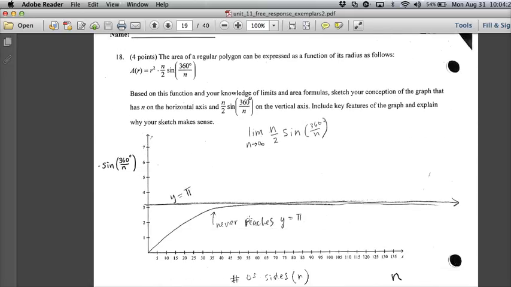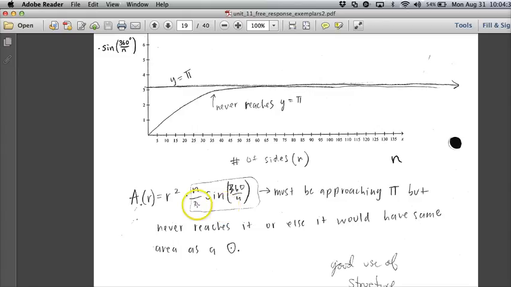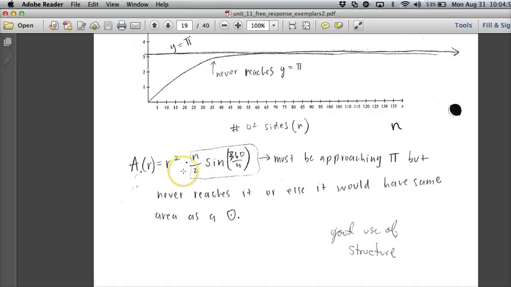Okay, this next student, same thing, says the area is r squared, and then you can see they put the box around the part that's going to approach pi. So this must be approaching pi but never reaches it, or else it would have the same area as the circle. So this student, I'll say, did a good job of emphasizing the structural part. They don't have as much in terms of saying why this must approach pi, but at least they're able to see this expression structurally.